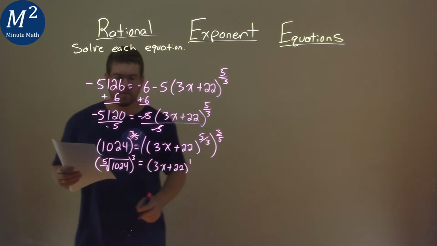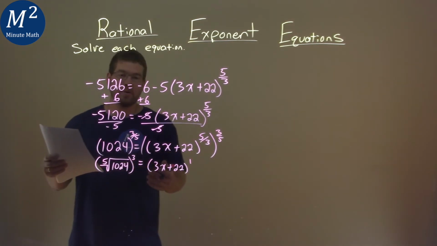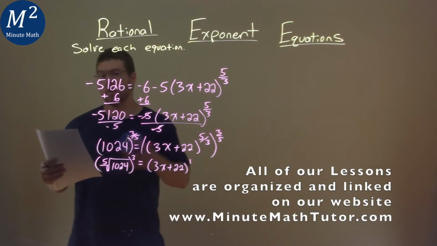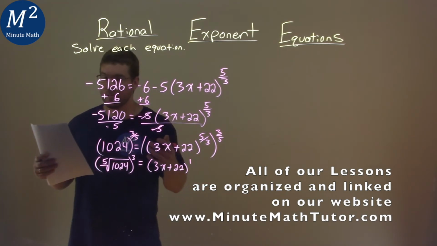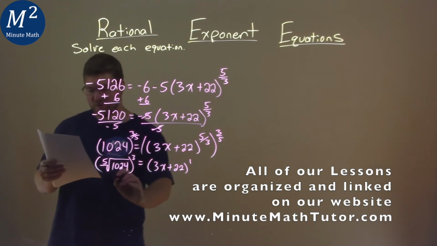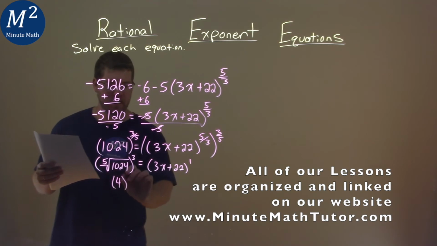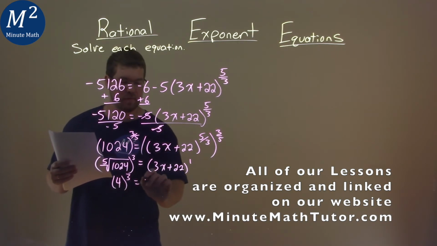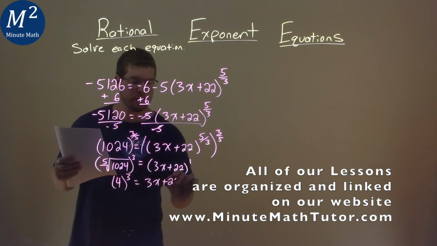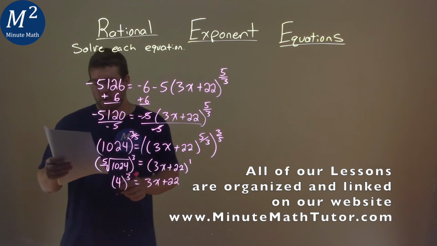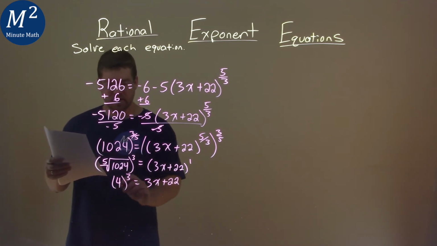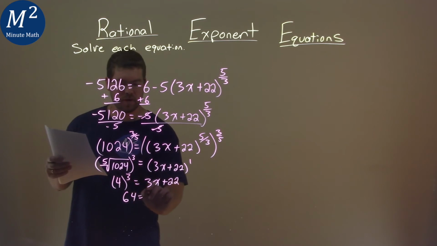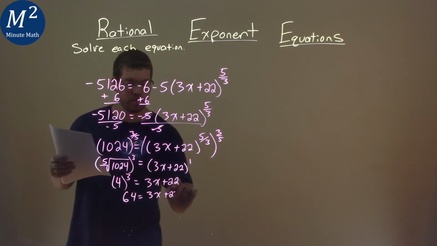5/3 times 3/5 is a 1. So keep going with the left-hand side. What's the 5th root of 1024? Do you know it off the top of your head? I don't, but if you did, let me know. And that's just a 4. And we're just the 3rd power here. And we have a 3x plus 22. 4 to the 3rd power is a 64. So 64 equals 3x plus 22.